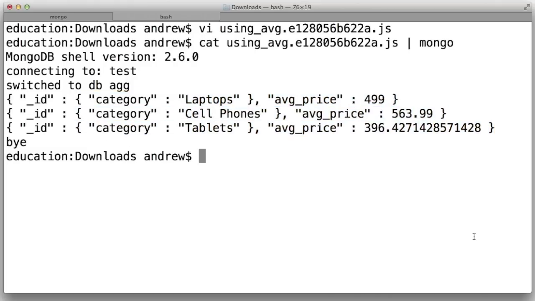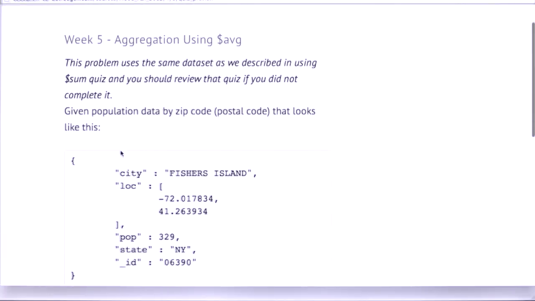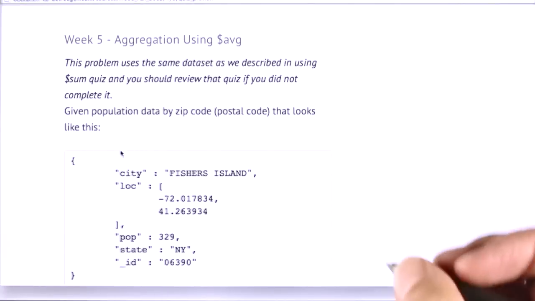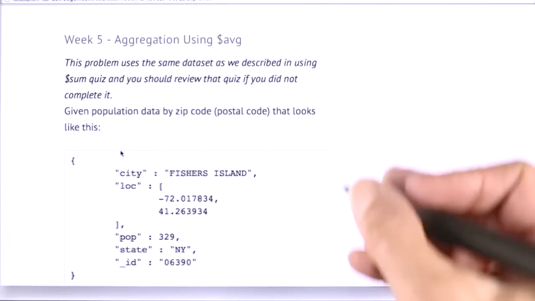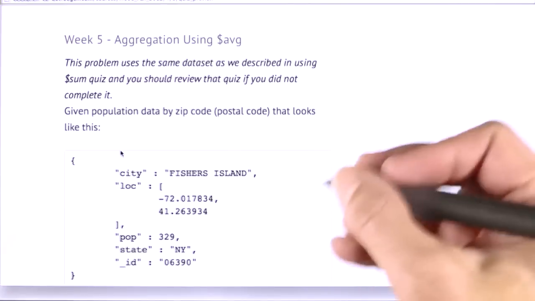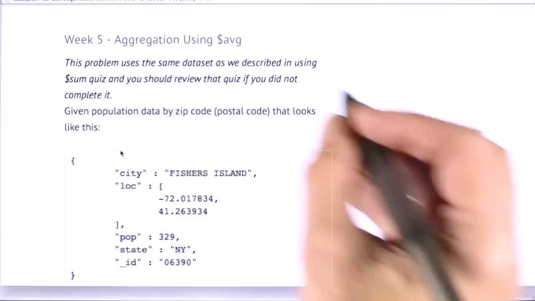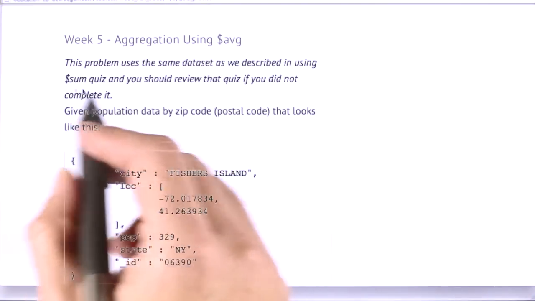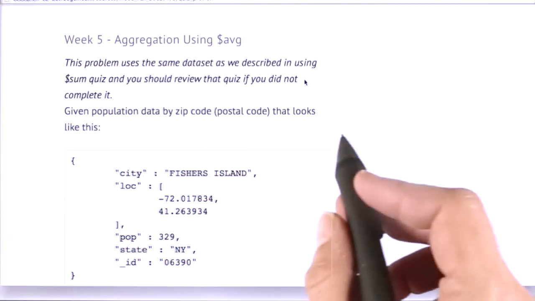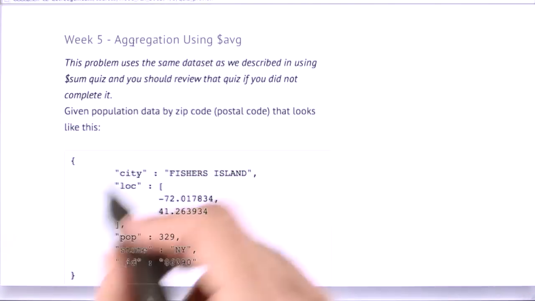Now it's time for you to do it. Let's do a quiz. For this quiz, we're going to use the same data set we used in the last problem, which is a data set of US zip codes, which are postal codes. If you did not do the last quiz, you should go back and read that quiz for using sum. That'll tell you about this data set and how it works.